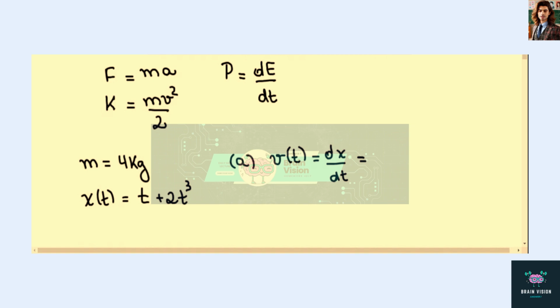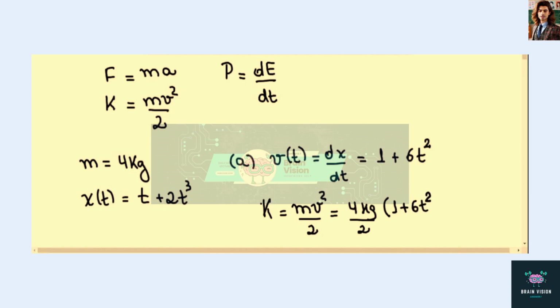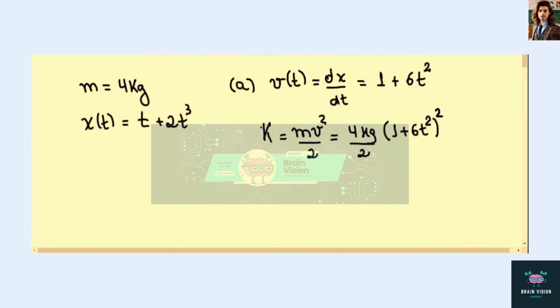The derivative of t is 1. The derivative of t cubed is 3t squared. So 3 times 2 is 6. So the kinetic energy is the mass times v squared over 2. The mass is 4. Then we divide it by 4 and multiply it by (1 plus 6t squared) squared. So the kinetic energy is 2 times (1 plus 6t squared) squared in joules.